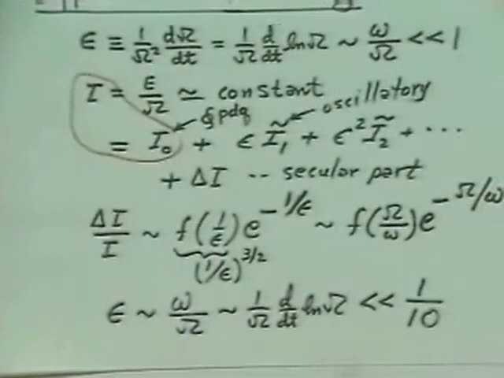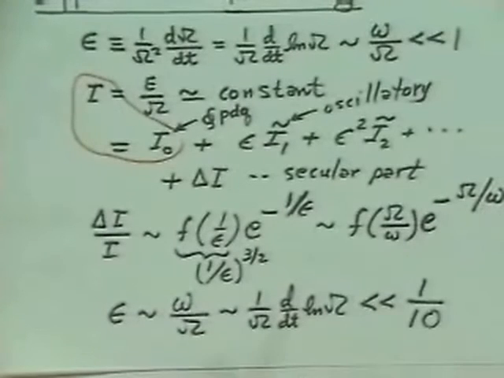So the net result of all that is that if our frequencies are very disparate, our gyro frequency is much faster than our bounce frequency, which is much faster than our drift frequency, then the action integrals that go with those particular quantities are more or less constant. So let's summarize how that goes.